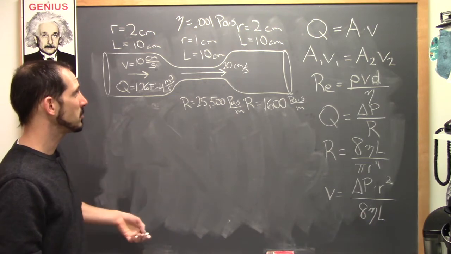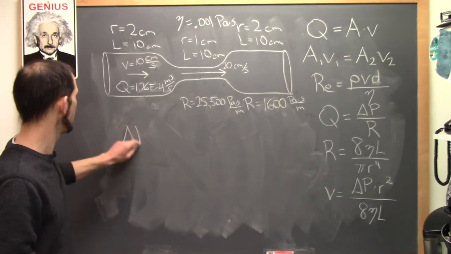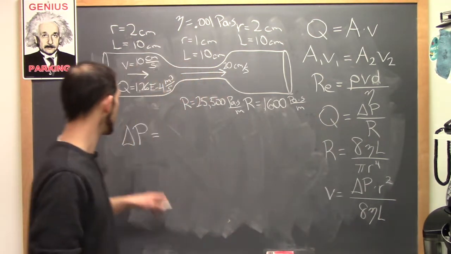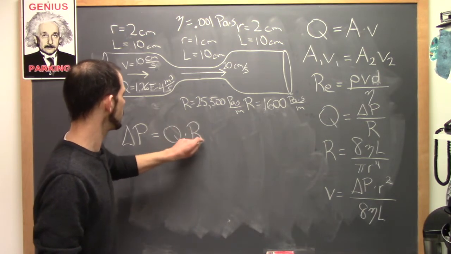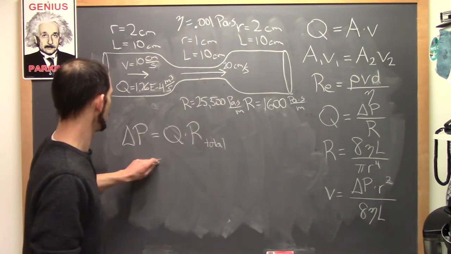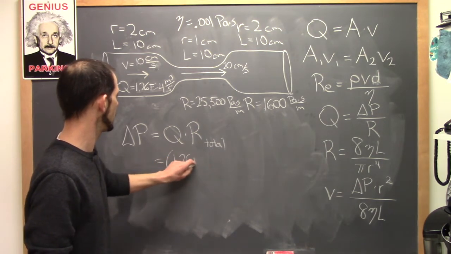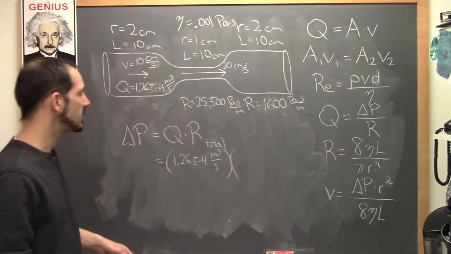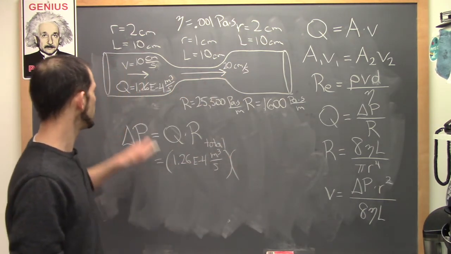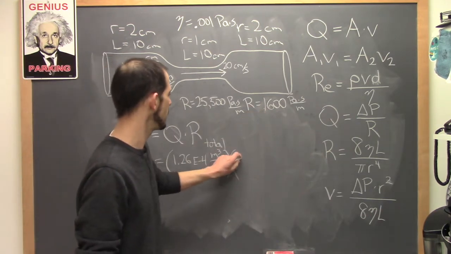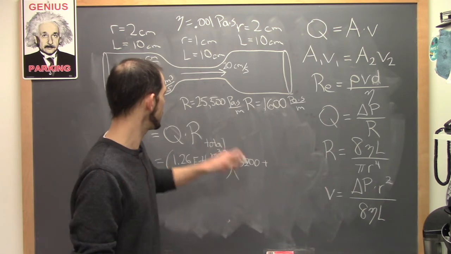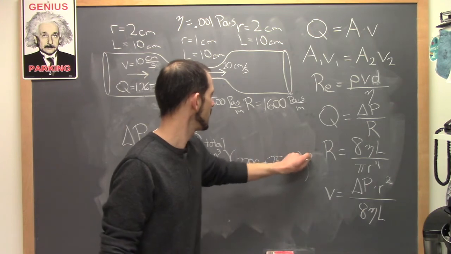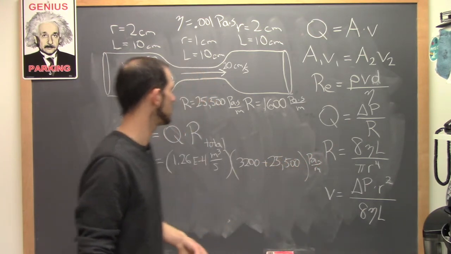All right, so we're finally at the place where we can find what is that pressure that we need. So delta P needs to be equal to flow rate times R. So Q times R total. So 1.26 times 10 to the minus 4 meters cubed per second. And our total, this is going to be the addition of all three of these resistance values. So we have a 1600 plus a 1600, so you get a 3200, plus this 25,500. And all of that is Pascal seconds per meter.